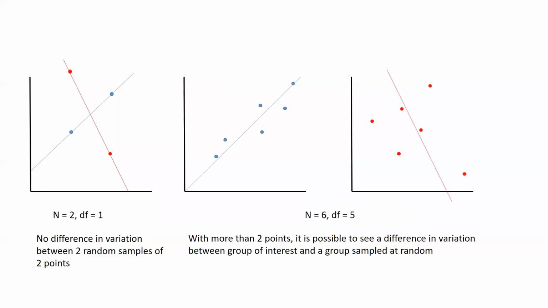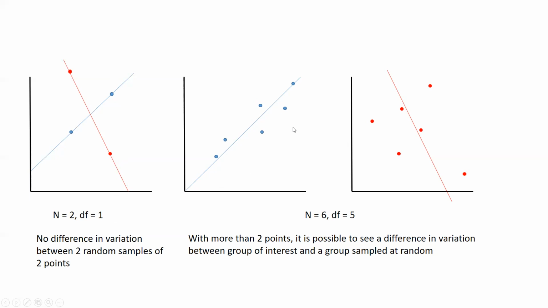But clearly, we can see that with more than 2 points, it's possible to see a difference in variation between the group of interest and the group sampled at random. So, if on the left-hand side here, the only 2 patients you collected data on both had heart disease, and then you chose randomly in the population 2 other people, you would know that you don't have enough power in the study to say which one is more significant in terms of what you're predicting.